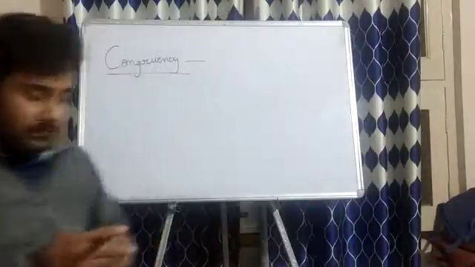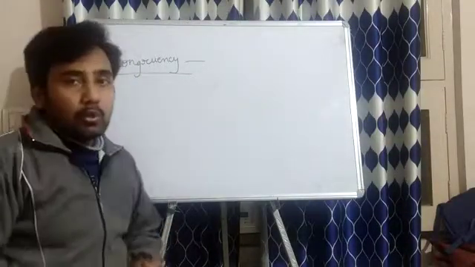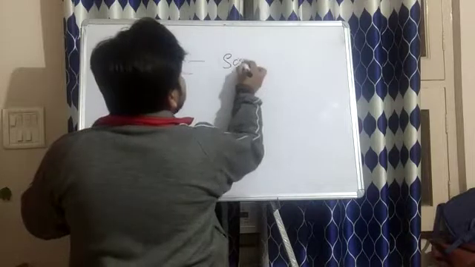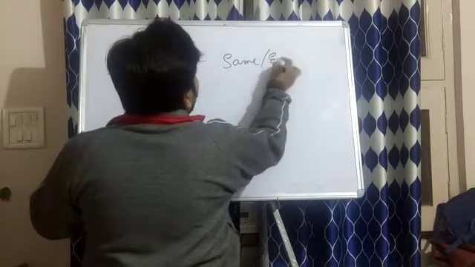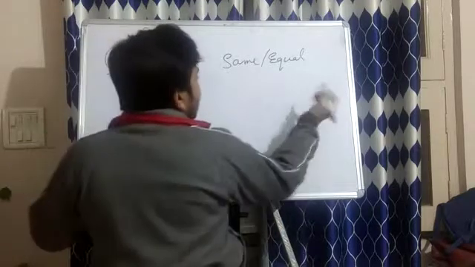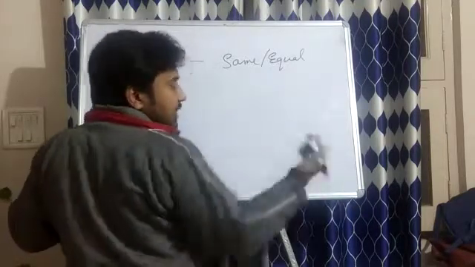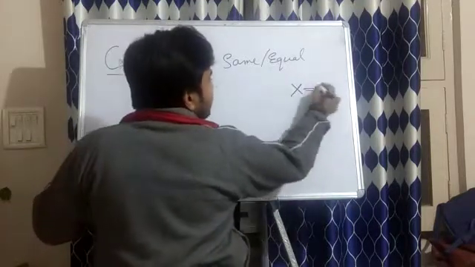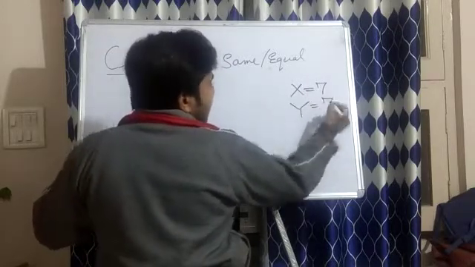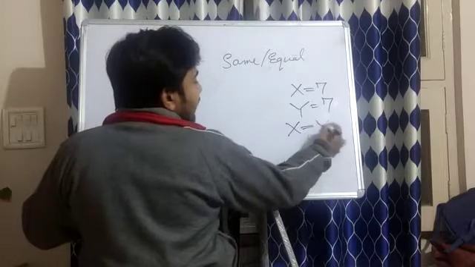Well, good evening, guys. Now, let's talk about congruency. What we mean by congruency is same or equal. Suppose that in simultaneous equations we get x is equal to, say, 7 and y is equal to also 7. So what we say is that x is equal to y.